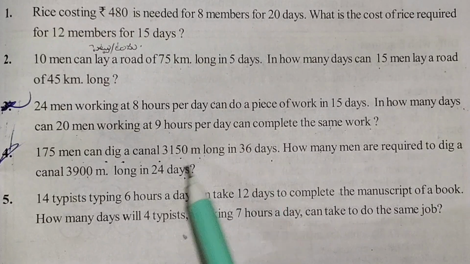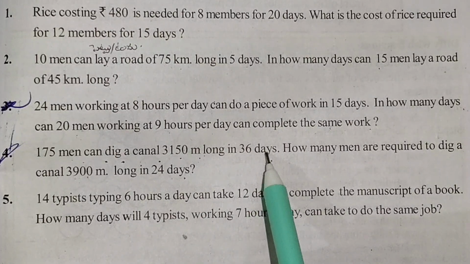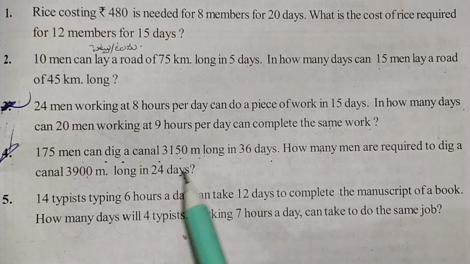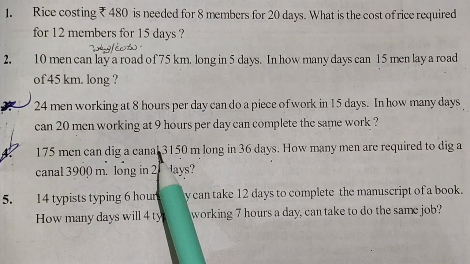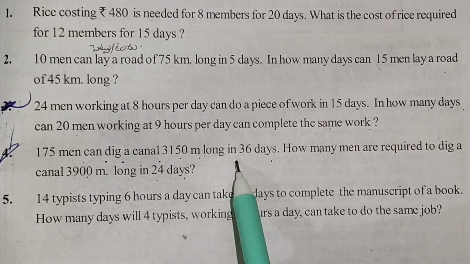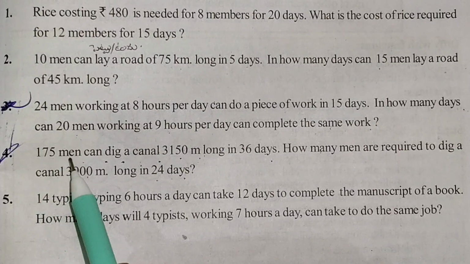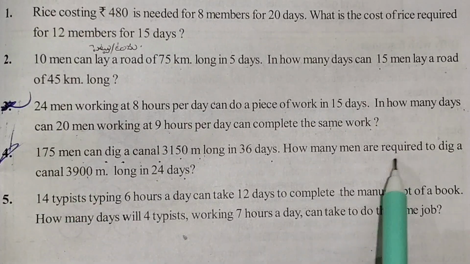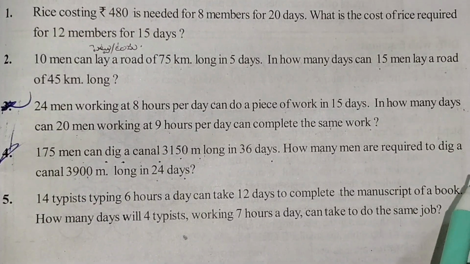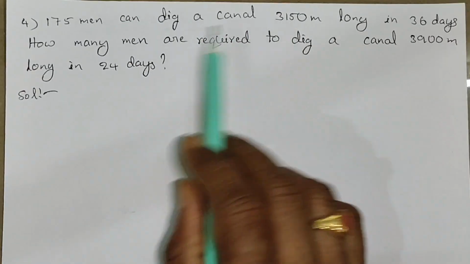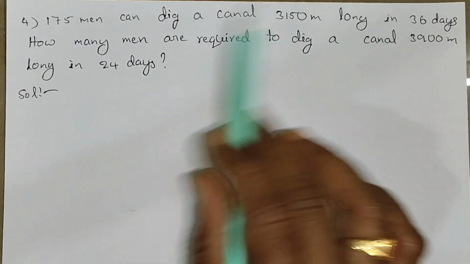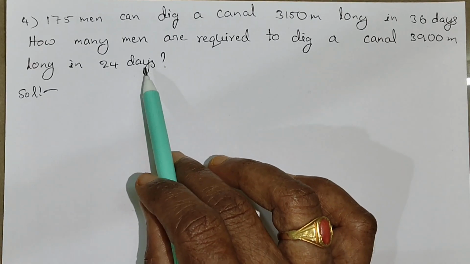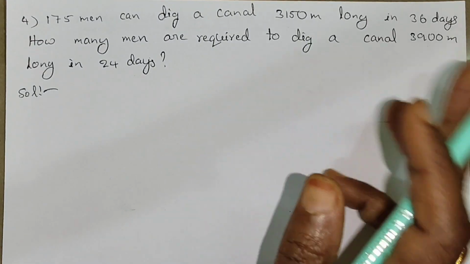Here days are decreasing. Here 36 days, and here 24 days, so the days are decreasing. The first one is increasing, the second one is decreasing. So here 175 men, and we find the required men. Here meters are increasing and days are decreasing. So one is increasing, one is decreasing.